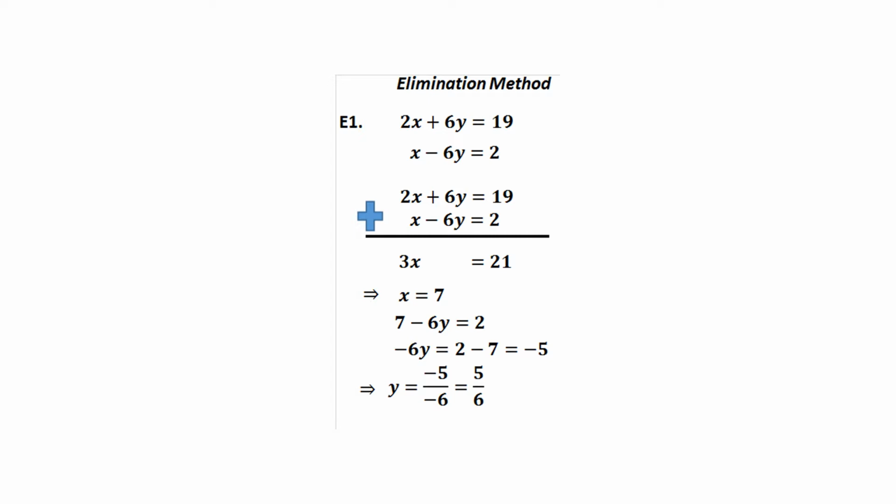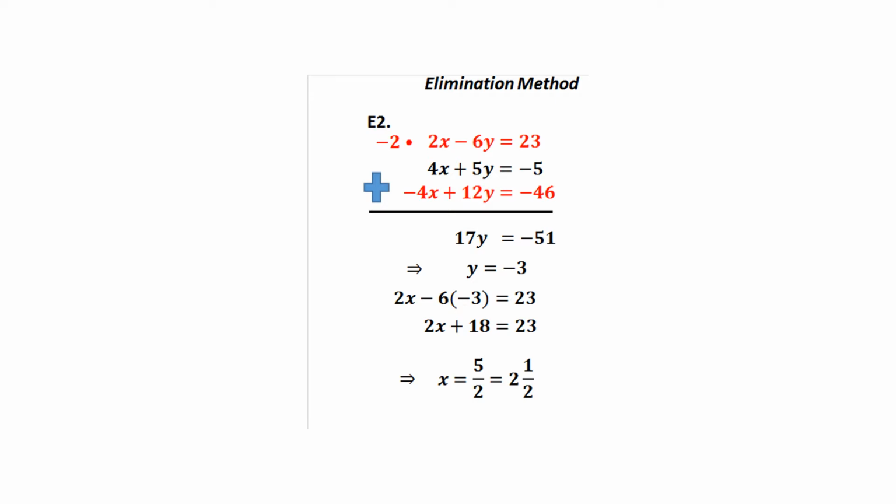Now, if you divide both sides by negative 6, this implies that y is equal to negative 5 over negative 6. A negative divided by negative is a positive. So y is equal to 5 over 6. So we found the point of intersection. That point is x is 7 and y is 5 over 6.